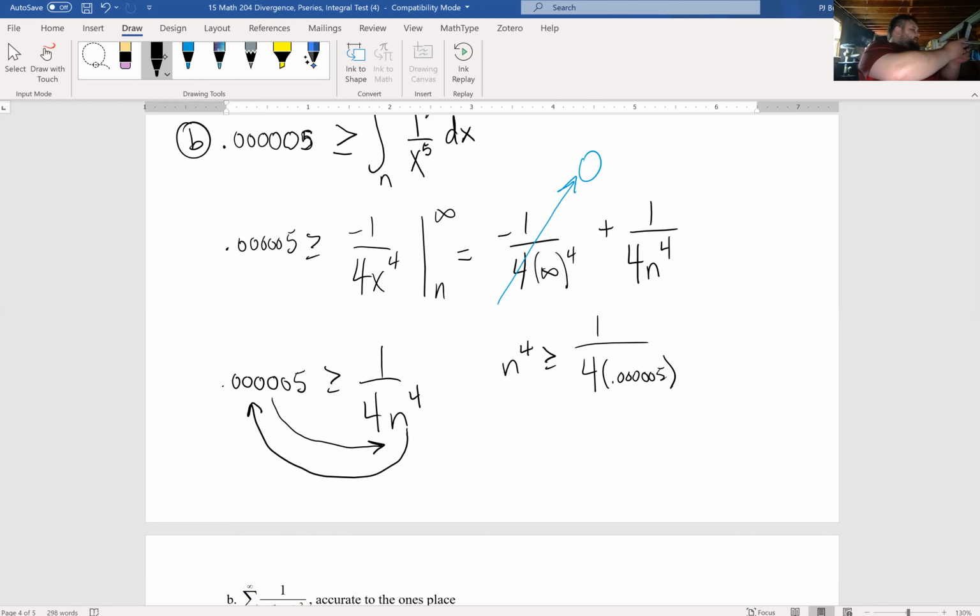So 1 divided by 4 times that decimal is going to be 50,000. But that's okay because I have to take the fourth root of both sides. And that comes out as 14.95.